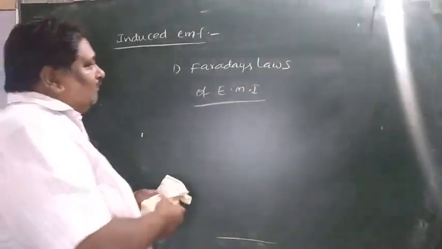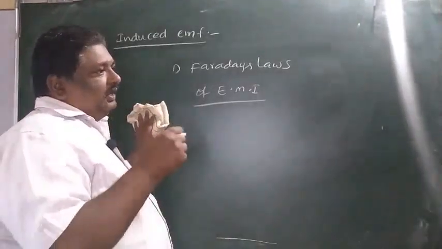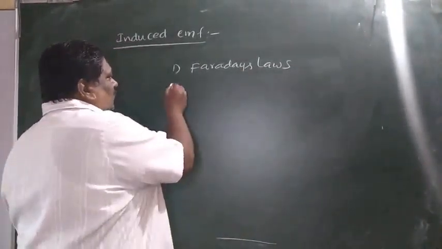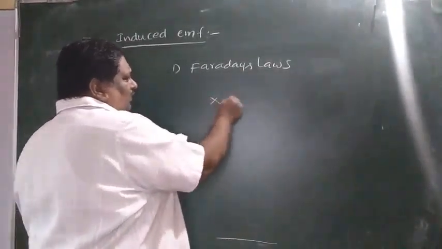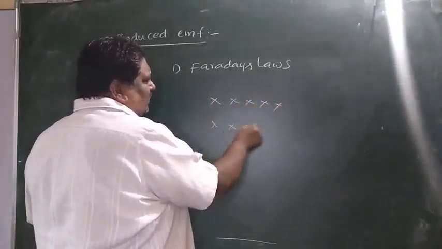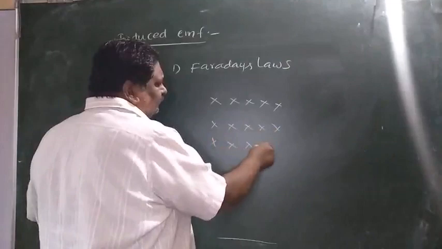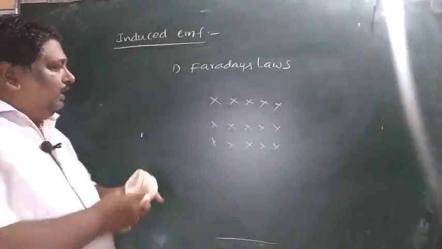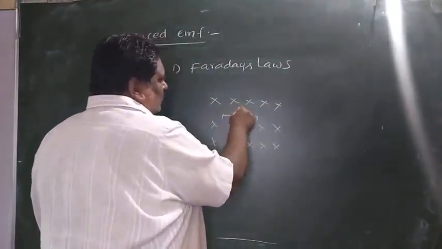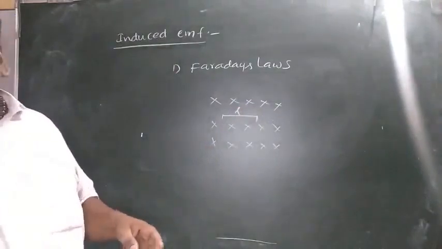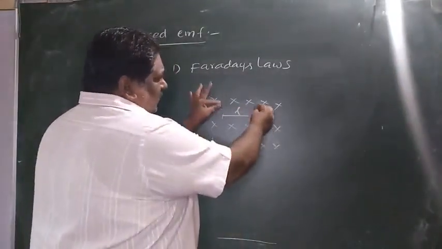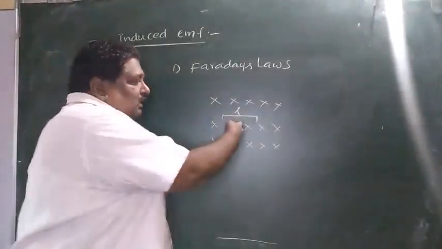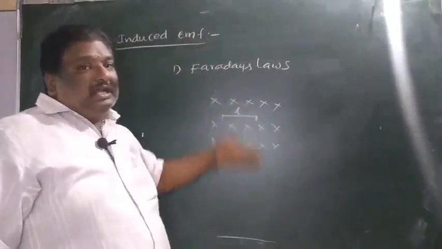Here Faraday discovered and gave two important laws related to our syllabus. Faraday's first law. Here crosses mean the magnetic field is going into the board. Here one conductor of length L is taken. This conductor is suddenly moved down. Magnetic lines going into the board are cut by this conductor.